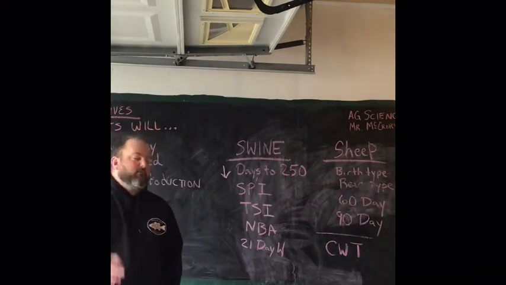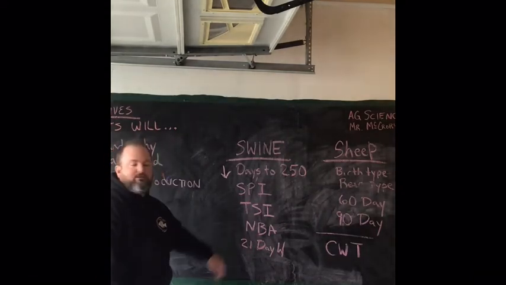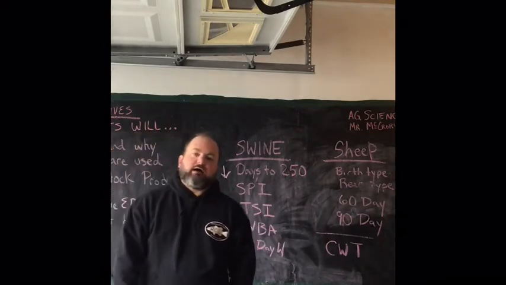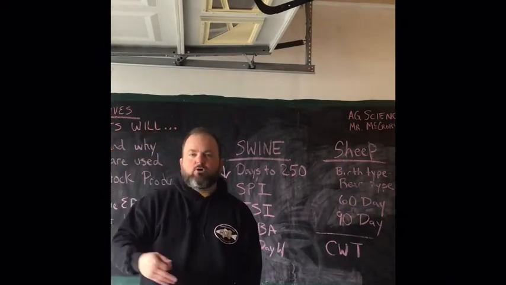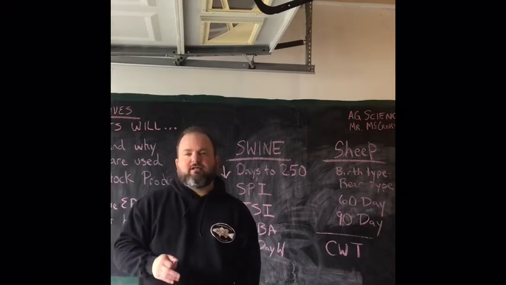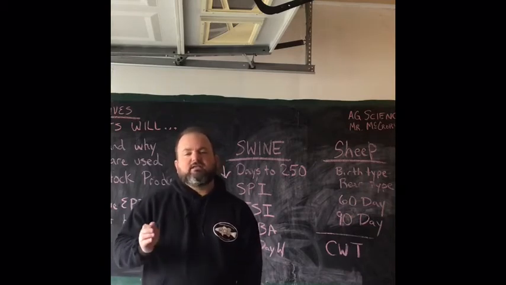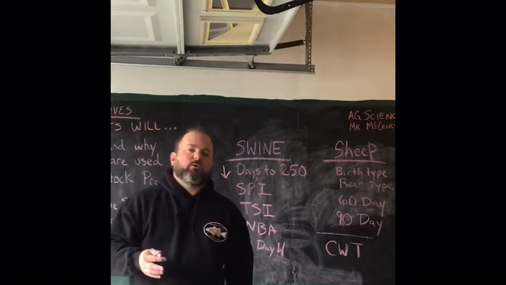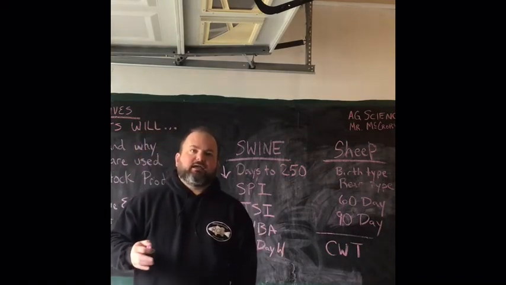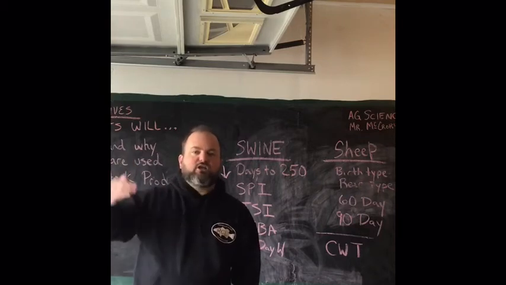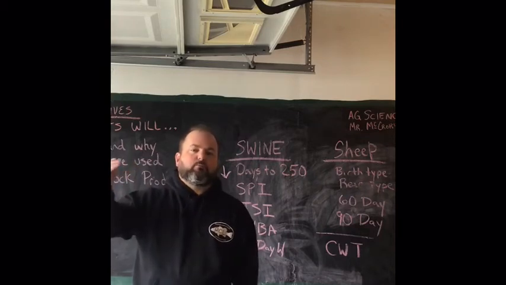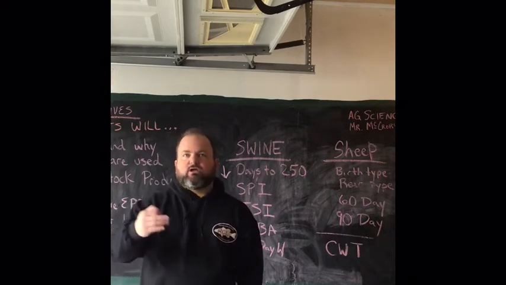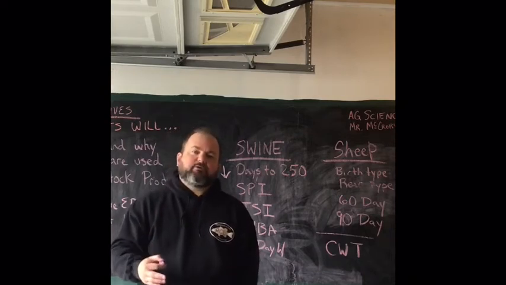The next one is NBA. It is called Number Born Alive. This is something that my herd has really strived to improve over the last few years. This is the number that's born, and that's an important thing. We want to have a large number. If you don't have a large number born, you're not going to have a lot that are going to come from that, and you're not going to make a profit.